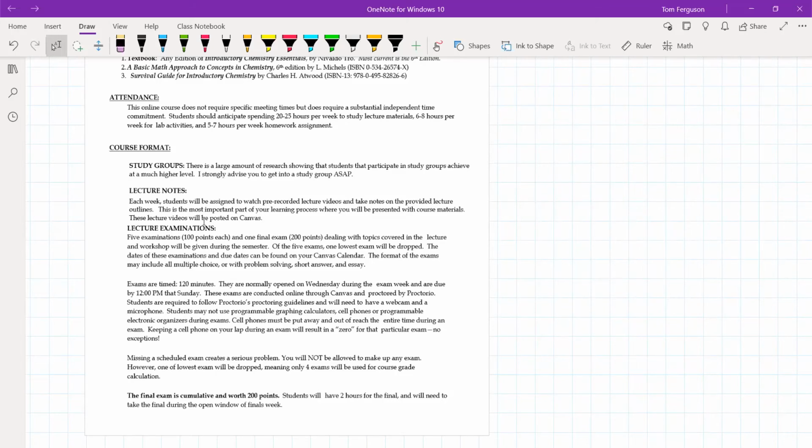You're going to have 5 tests in here, and I'm going to drop one of them. I'd recommend dropping the lowest one, but you can drop any one you want. And the final exam will be worth 200 points. And you'll be getting, for your lab material, 200 points. That's worth 2 tests. Now there's 2 kinds of points in this class, easy points and hard points.